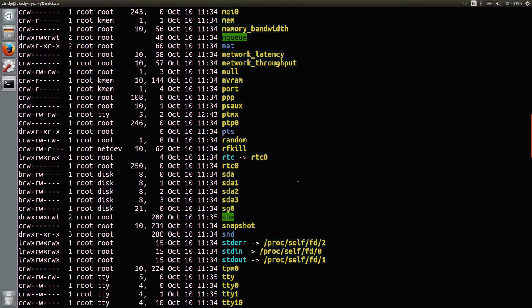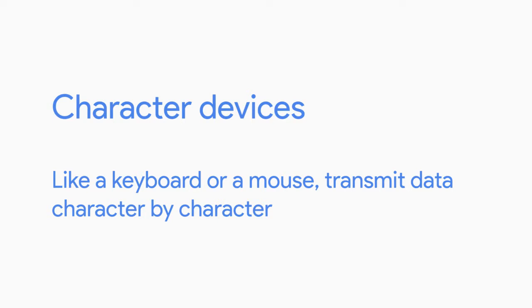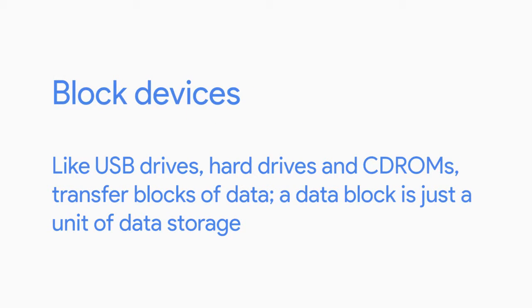We won't talk about all the device types in Linux because there are a lot of them, but we'll go over the more common ones you'll see: character devices and block devices. Character devices, like a keyboard or mouse, transmit data character by character. Block devices, like USB drives, hard drives, and CD-ROMs, transfer blocks of data. A data block is just a unit of data storage. Remember from an earlier lesson that the first bit you see in an ls -l command is the type of file? So far, we've seen dash, which stands for a regular file, and a d, which stands for a directory.